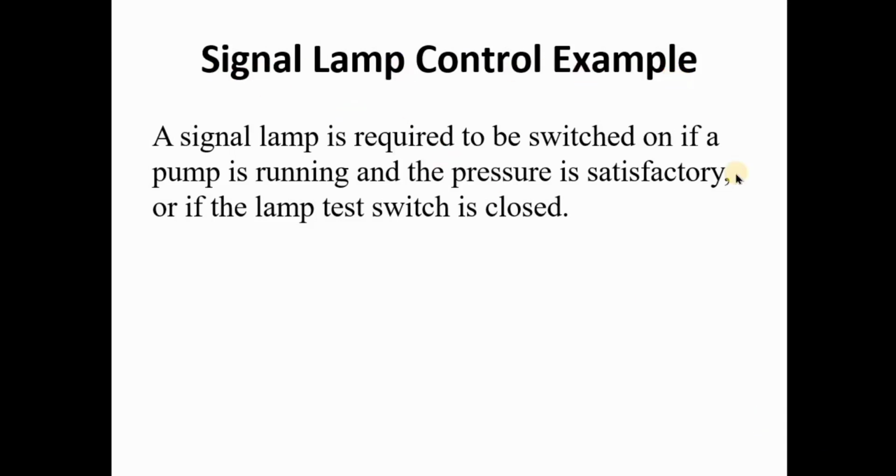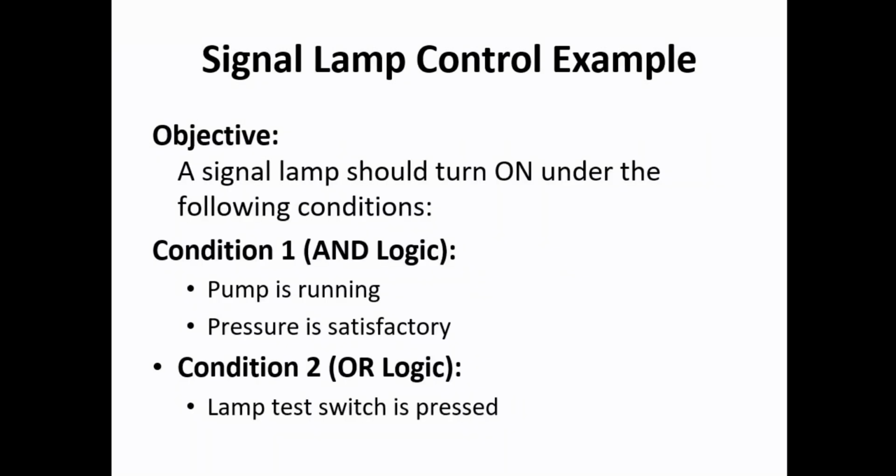This tutorial is about a simple and practical example in TIA Portal software where we use logic conditions. The example is: a signal lamp is required to be switched on if a pump is running and the pressure is satisfactory, or if the lamp test switch is closed. So basically here we have two conditions. If any of the conditions is true, the signal lamp will be turned on.